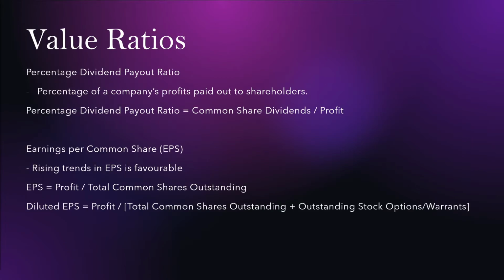Now we have value ratios, which are primarily used by investors to show them how much a company is actually worth. Now these ratios, they are often used for fundamental analysis, as I mentioned, and the first ratio we have is the percentage dividend payout ratio. So it is calculated as common share dividends divided by profit, and it basically just shows the percentage of a company's profits paid out to shareholders.